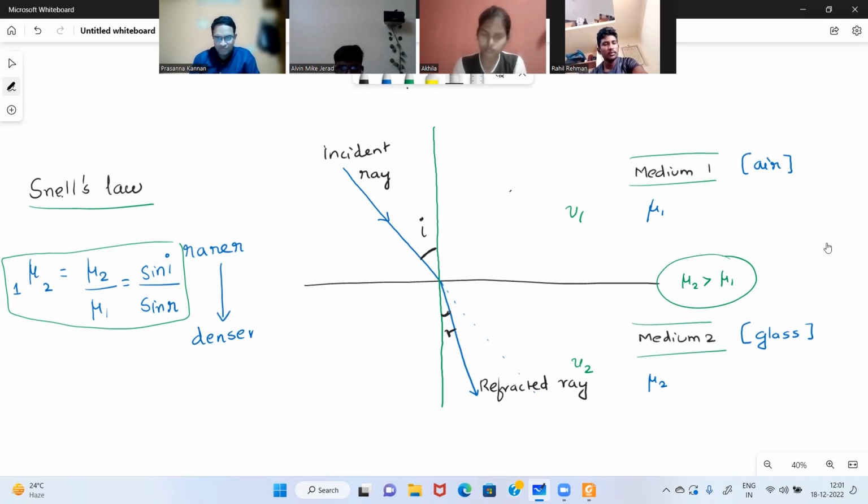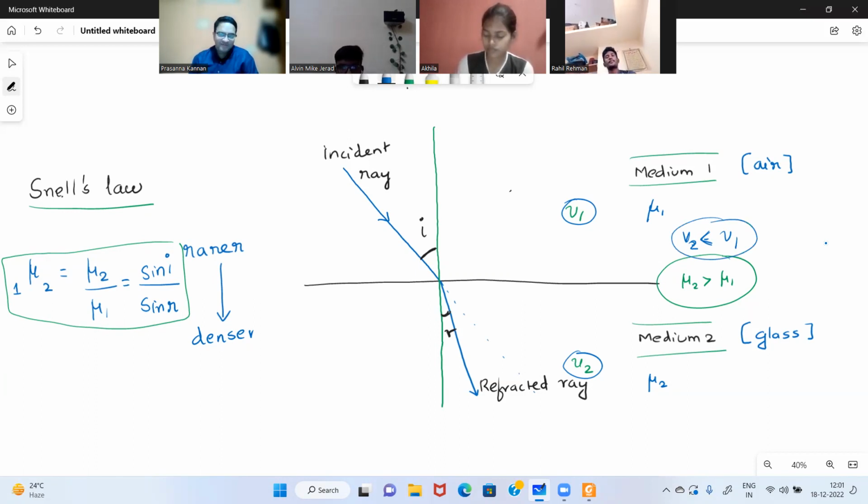Denser medium means more refractive index. Mu2 will be greater than mu1. I'm asking you, what will be the velocities? In denser medium, it will be slower, sir. In rarer medium, it will be faster. So that means v2 will be greater than v1. No, less than v1. V2 is the velocity in the denser medium. Then v2 is lesser than v1. Understood or not? Yes, sir.